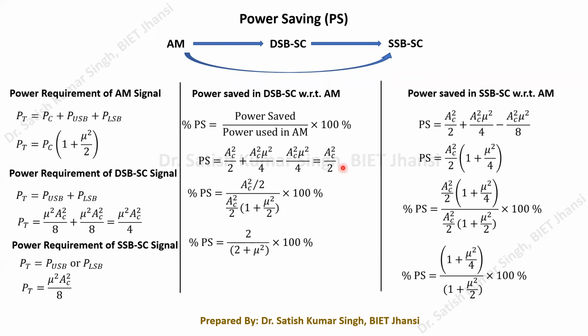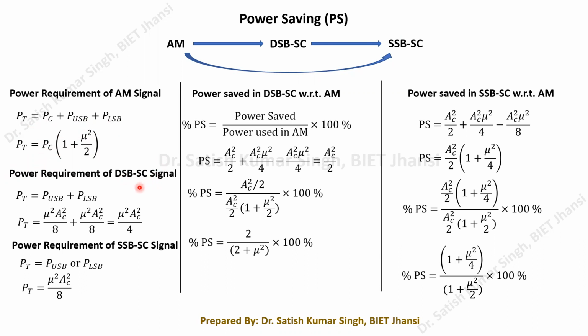As we have already seen, an AM signal consists of its carrier part, upper sideband and lower sideband. We have already seen its expression. So PT equals PC plus PUSB plus PLSB. I have already derived this PT expression, so it equals PC times (1 plus mu squared by 2), where mu is our modulation index. Now this PC is defined as Ac squared by 2.